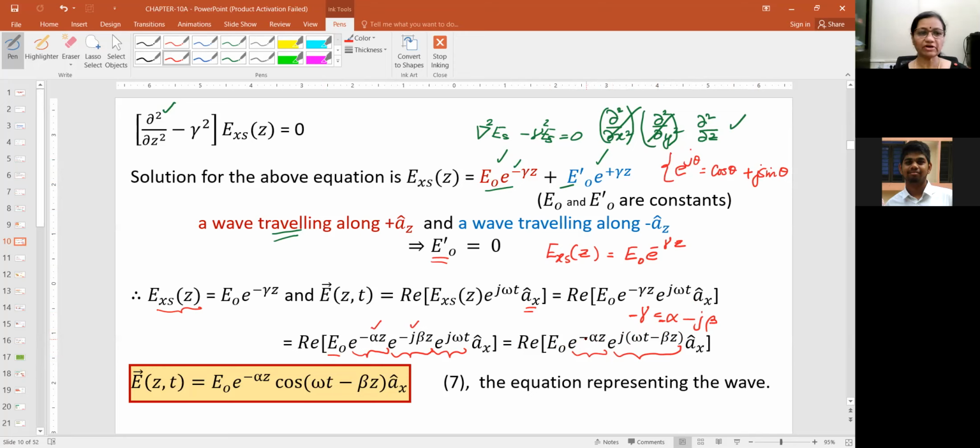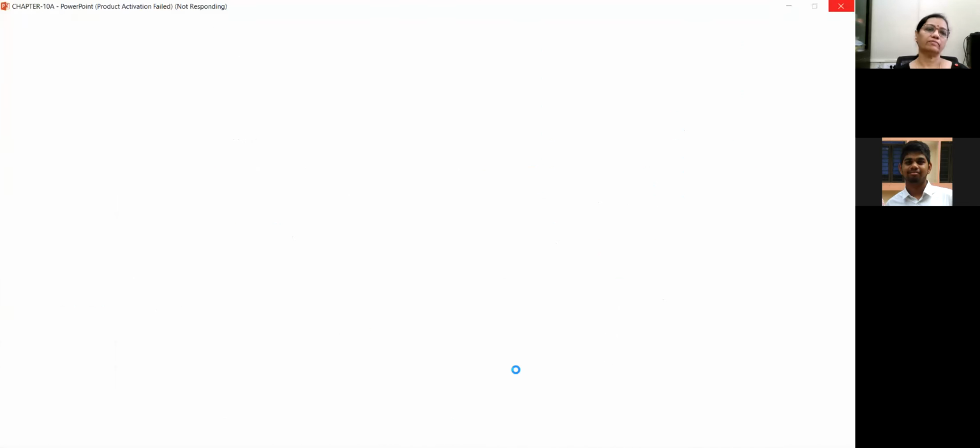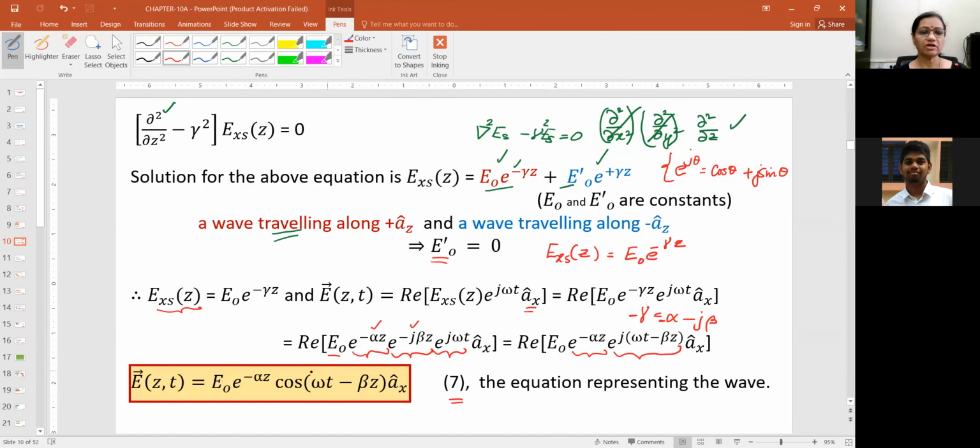Okay, because the exponential of a real number will not change, because it's already real. So the real part is just that only. Therefore, e to the power of minus alpha z remains as it is, E naught remains as it is, but you get cos of omega t minus beta z. Of course, the direction of the electric field we already said is along the x direction. So this equation 7 represents the electric field of this wave. Okay, so this is the equation representing the electric field of the moving wave.